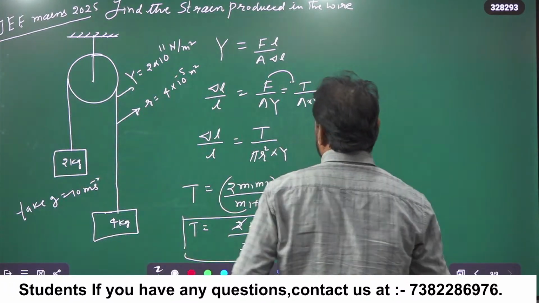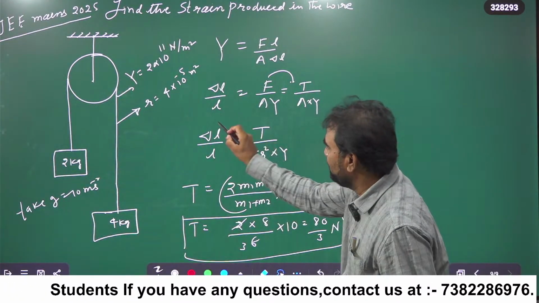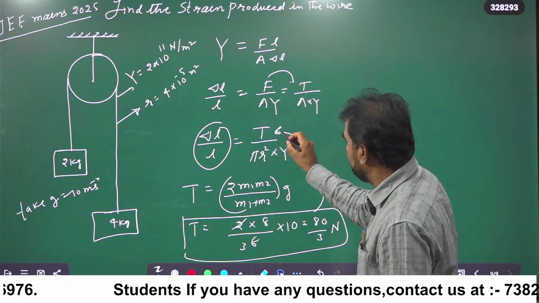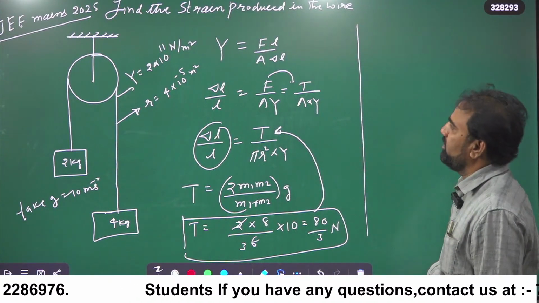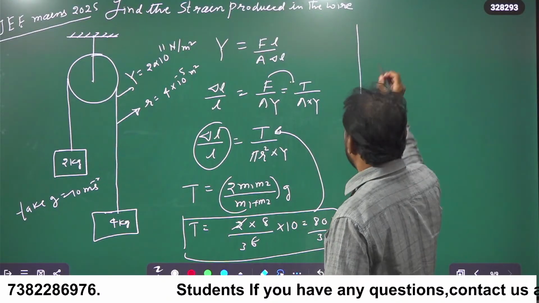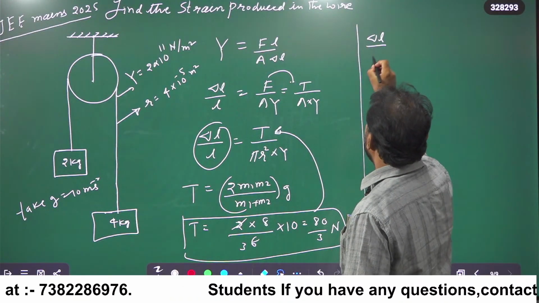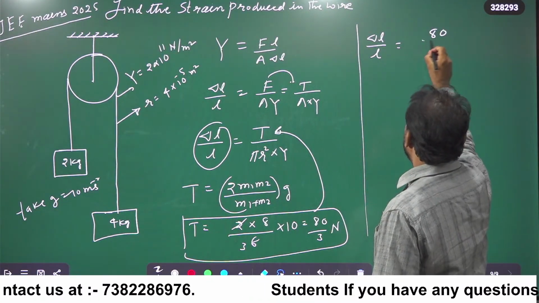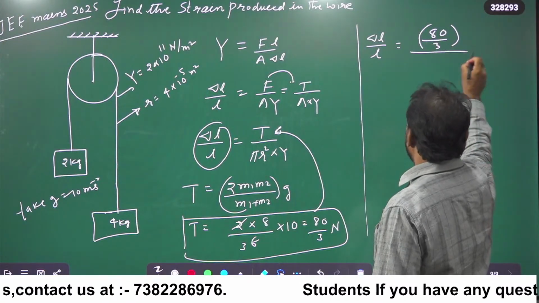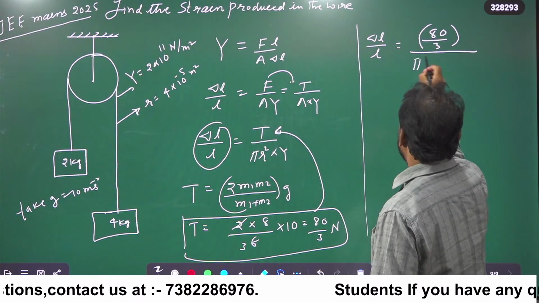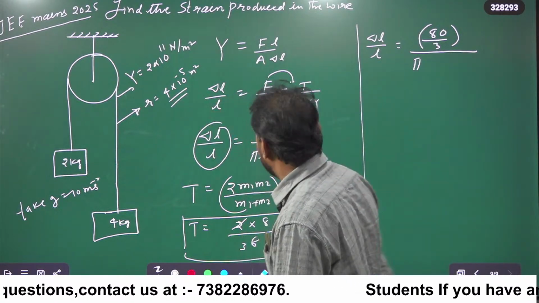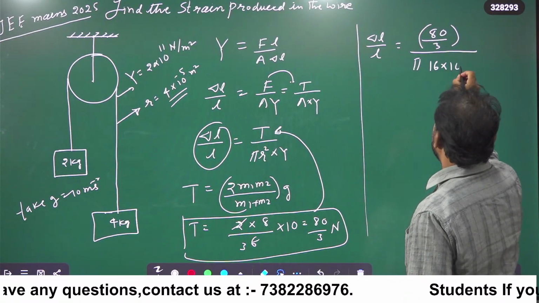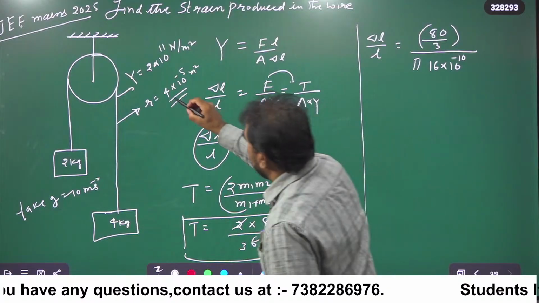Next, come to the point. Our aim is to calculate the strain. Now all values are there. Substitute the value here, then you will get the strain produced in the wire due to uneven weights. That is delta L upon L is equal to T value 80 upon 3, whole divided by pi into r square. The r value is also given, 4 into 10 to the power of minus 5, whole square. That means 16 into 10 to the power of minus 10.